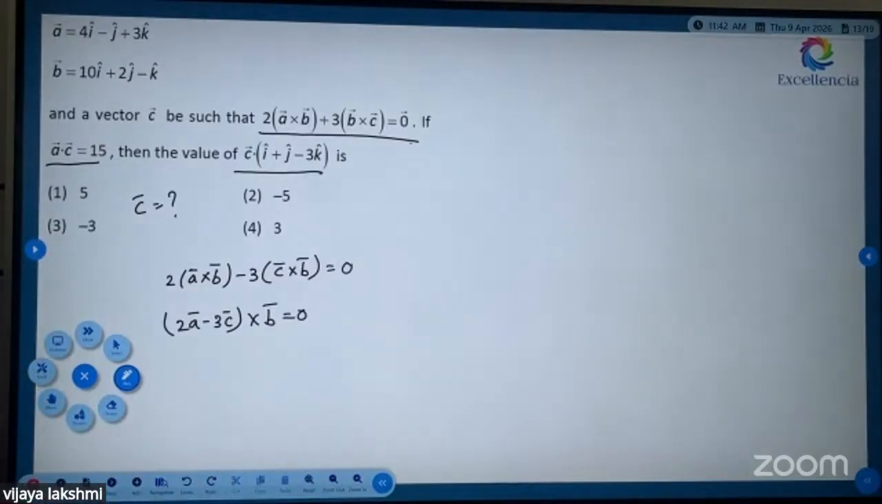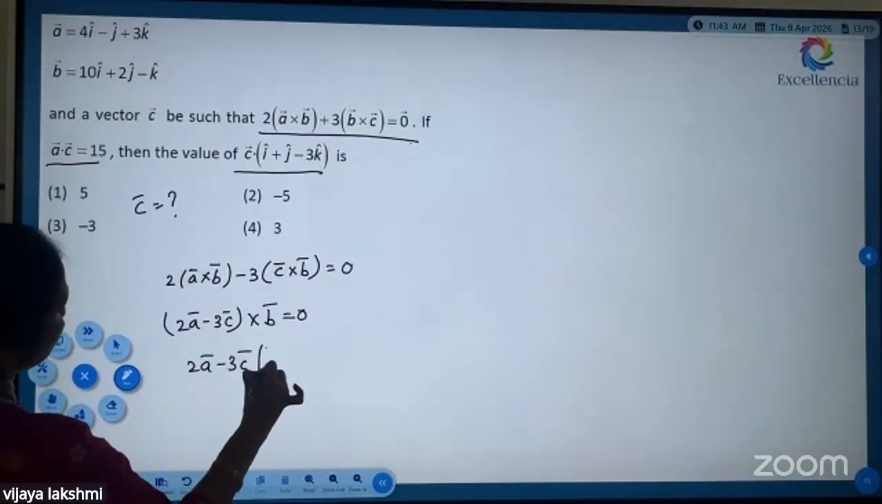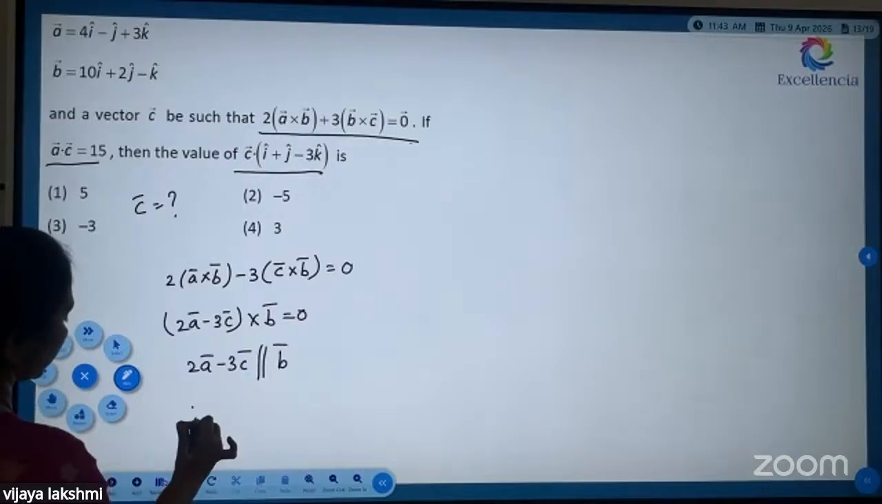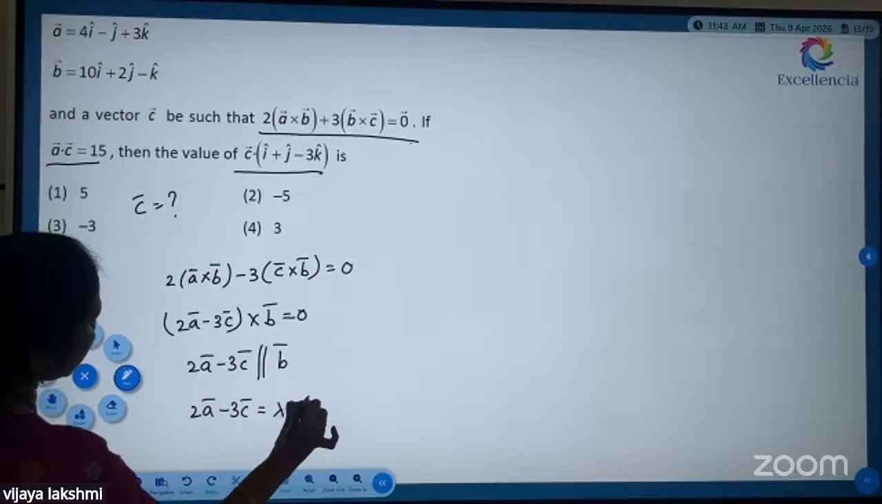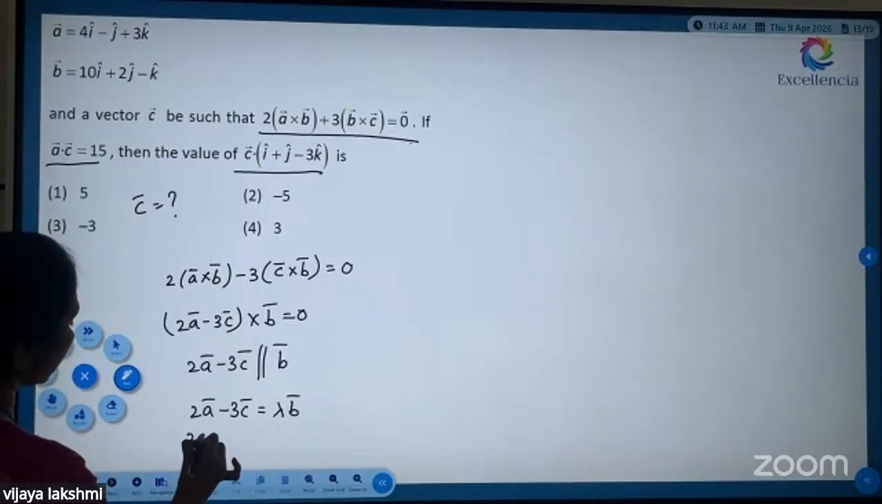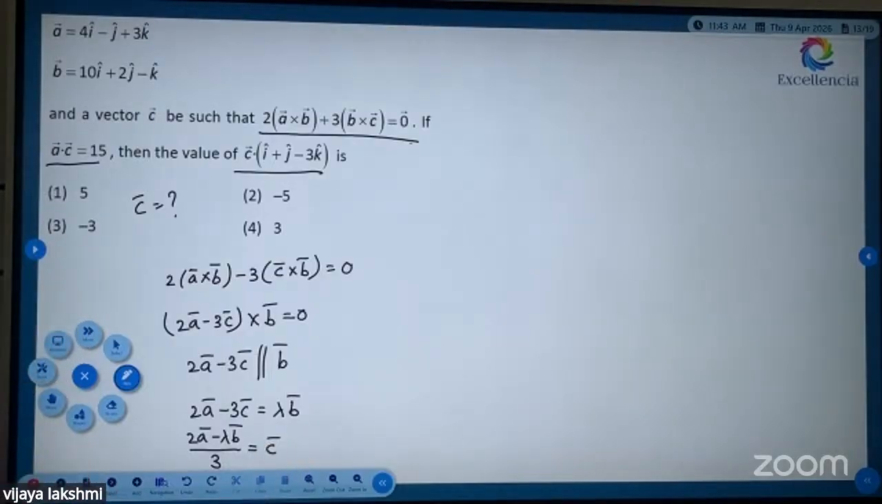Then we can write it as parallel. Parallel, that's fine. You are writing a bar minus 3c bar parallel to b bar. Then a bar minus 3c bar equals a constant lambda times b bar. From this, I try to bring c bar equal to a bar minus lambda b bar by 3. Yes, c bar actually. Here you get a calculation. That's what we see.